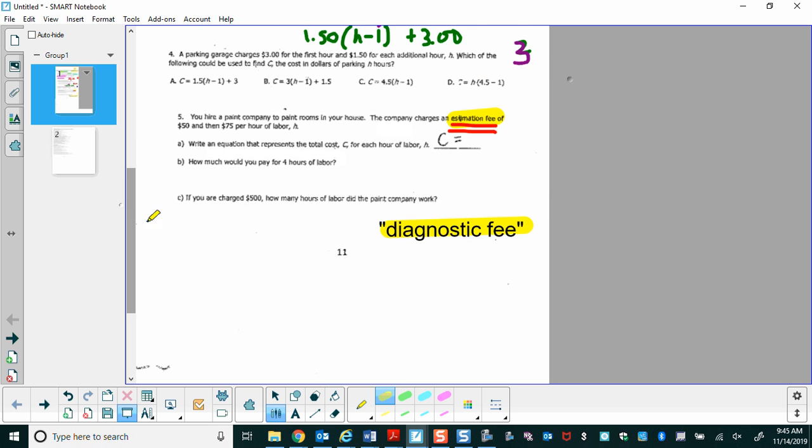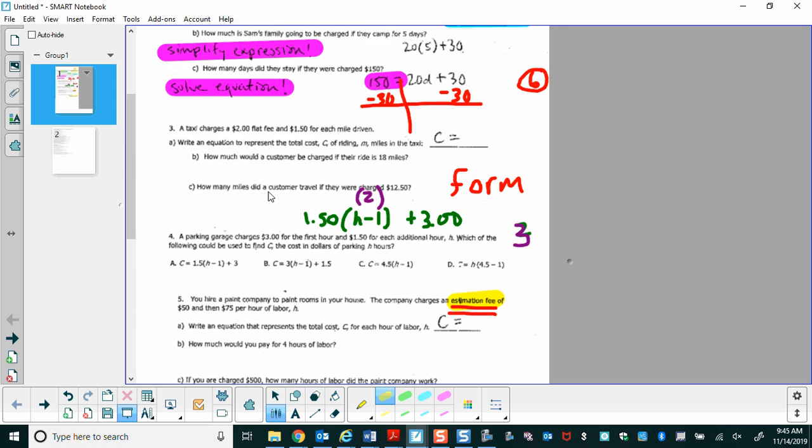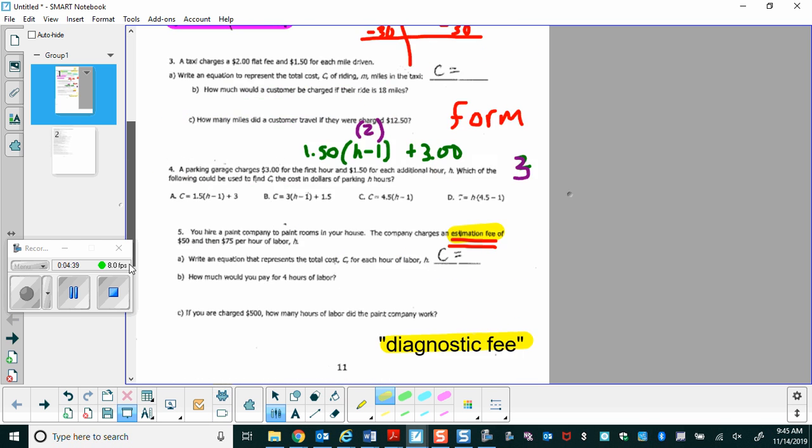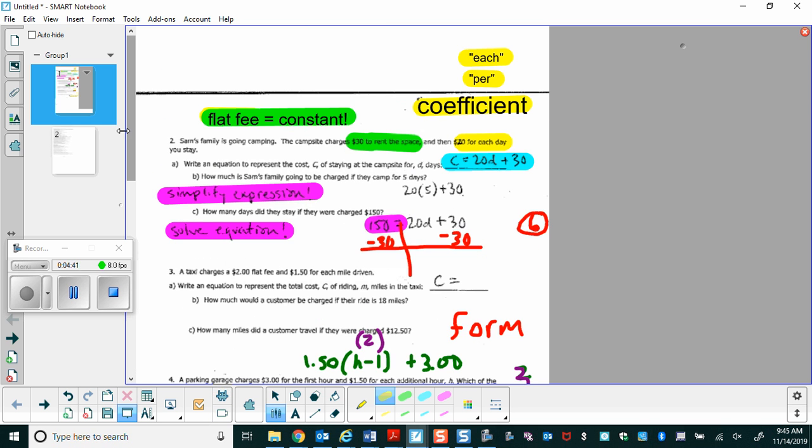All right. So then it's $75 per hour of labor. And so you're going to go on here to write the equation and then see how much it would cost if somebody was there for 4 hours working on painting your house. And then you're going to tell me how many hours somebody was working on painting your house if you paid $500. And that concludes the video for page 11. And there is a Google form for you guys to fill out for a check for understanding on all of this. Okay. All right. Thank you.